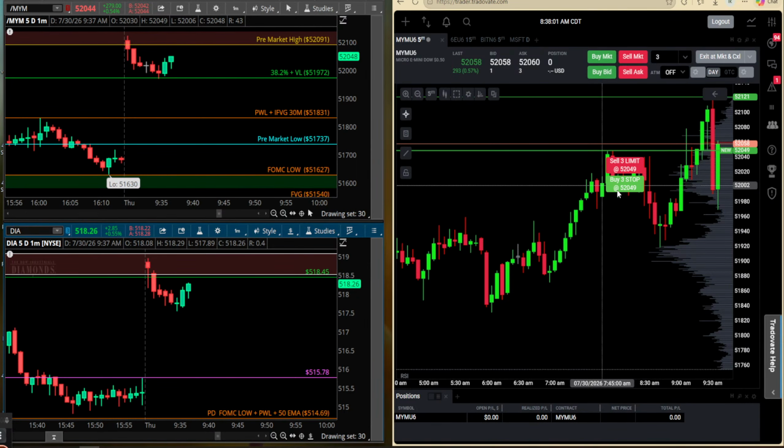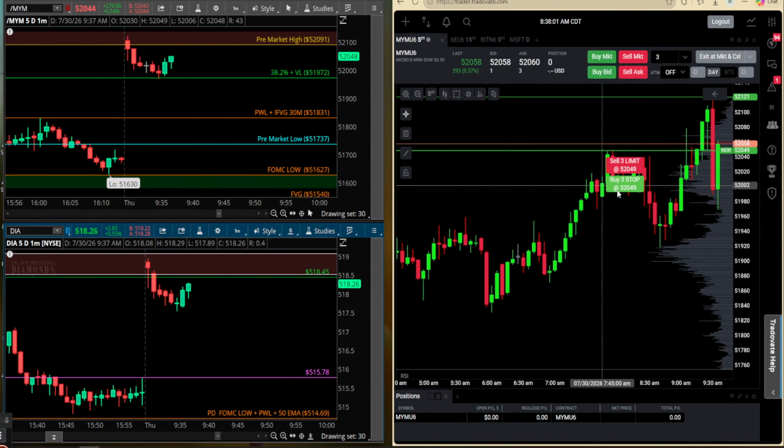So the point of control is getting rejected on MYM, but we are just inside this small range between the point of control and the value low. We need confirmation on either side. A massive flush down below this value low is a confirmation for short. For longs, we need a strong sweep of the value low and a clear imbalance candle above it, and then we can look for confirmation above the point of control to go long.